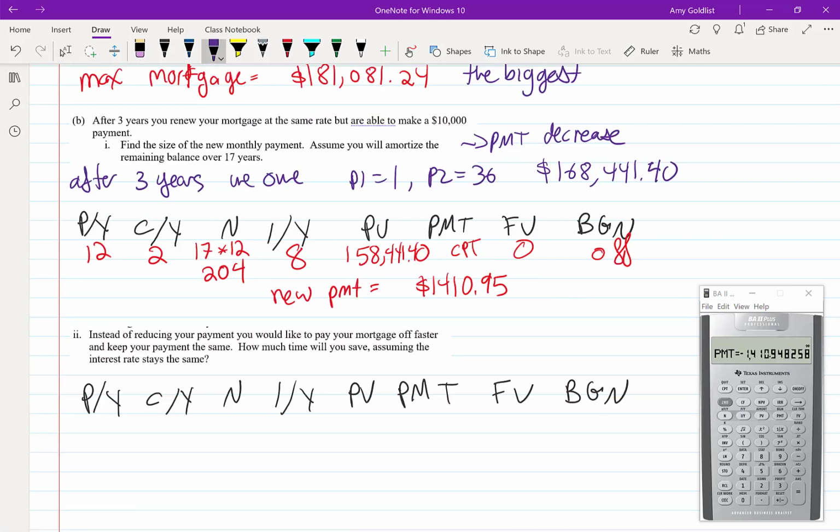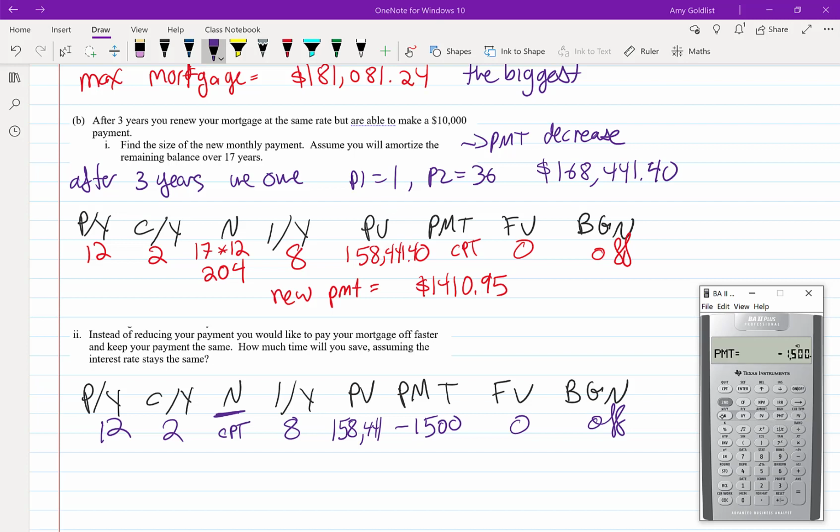Now let's say we wanted to keep our payments the same. We know we can afford $1,500 even though we owe $158,441. We have a lower balance and we could get away with a lower payment, but we don't want to. Everything's going to stay the same except for the N, which I'm now going to recompute. Monthly payments, semi-annual compounding, etc. So let's make our payment back to $1,500, which is higher than the $1,410 that we needed.